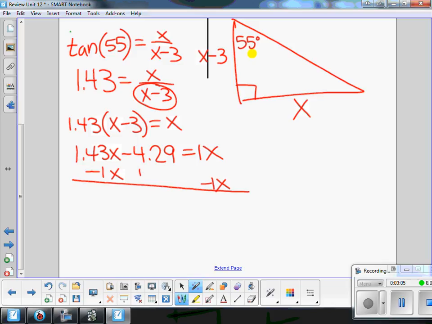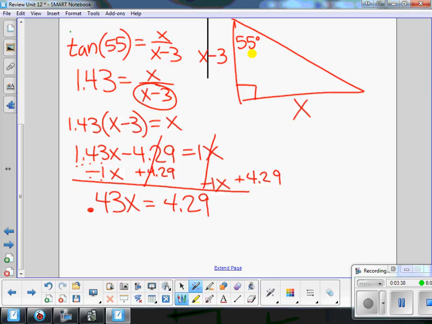Now, so we're going to add 4.29, add 4.29. But I'm doing it all in one step, bringing the variables to the left and bringing the constants to the right. I also like saying letters to the left. Letters to the left. Got it? What's 1.43 somethings minus 1 of that something? 0.43x. And that equals 4.29. Everything else cancels. At this point, you divide by 0.43, and you should have gotten about 9.98.